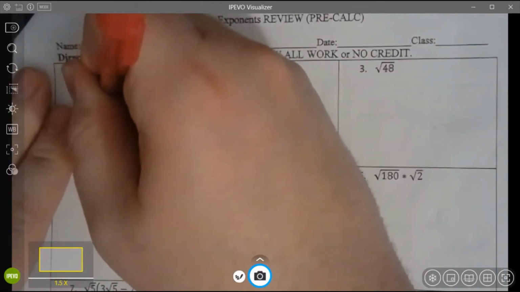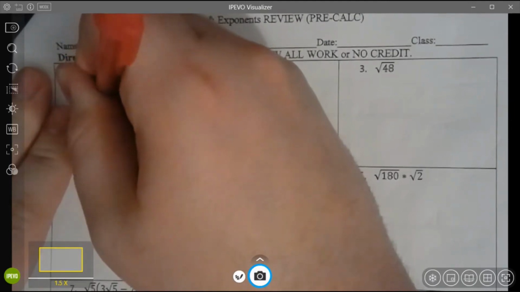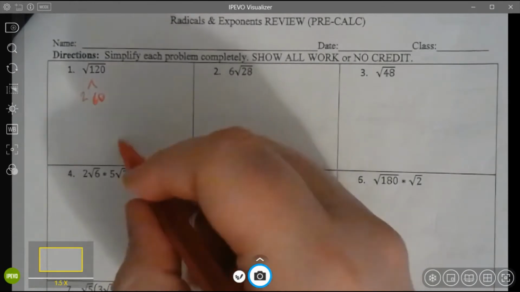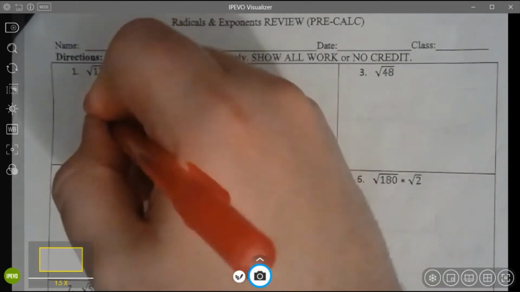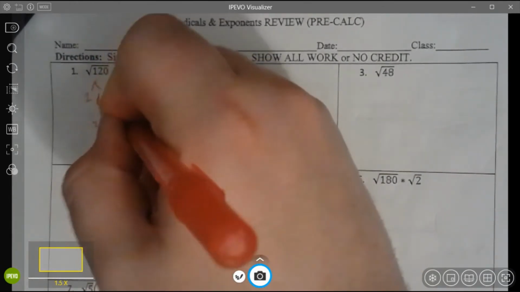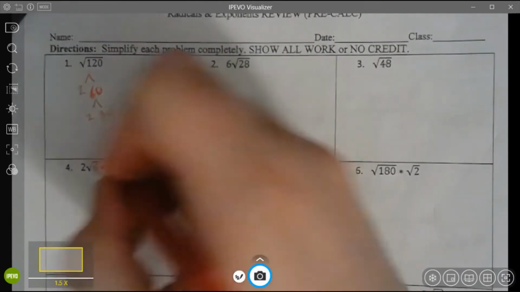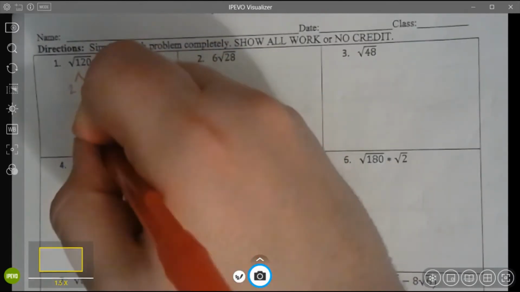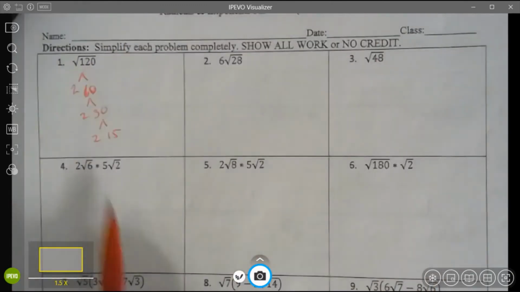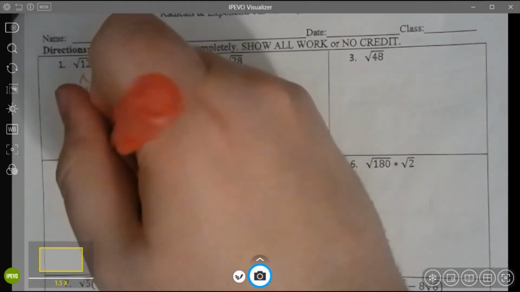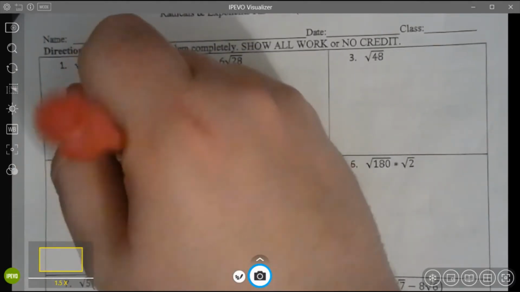This would be 2 and 60. And then 2 is prime, so we can leave that one alone, but 60 is not prime. We could split up 60 as 2 times 30. Well, 2 is prime, but 30 is not. We can split up 30 as 2 times 15. Again, 2 is prime, but 15 is not prime. So to split up 15, we have to use 3 and 5.